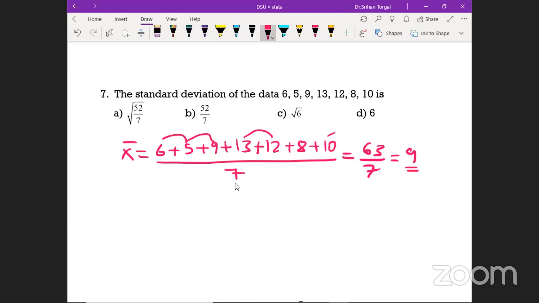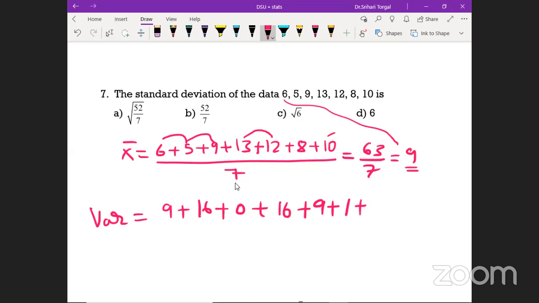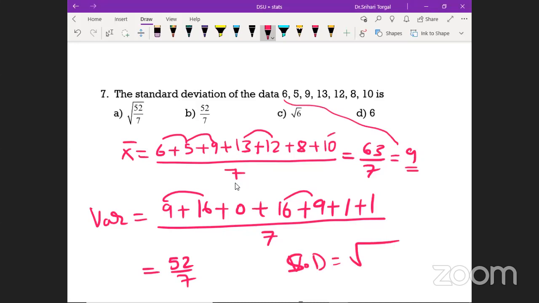Okay. Now, you have to calculate the standard deviation. For that, you have to take the difference, then square it. When you are calculating variance, you take the difference, then square it. 6 and 9, 3. 3 square is 9. 5 and 4 square, 16. 9 and 9, 0. 13 and 9, 4. 4 square is 16. 12 and 9, 3. 3 square, 9. 1 square, 1. 1 square, 1. Divided by 7. The answer 16 plus 9, 25, 52. 52 by 7, that is variance. What is standard deviation then? Square root of variance. Root of 52 by 7. Option A is the right answer. It will not take much time if you are very focused and concentrate on the calculation properly.